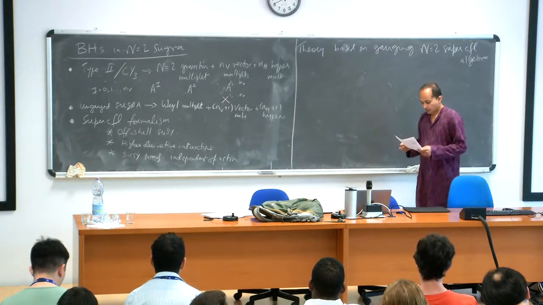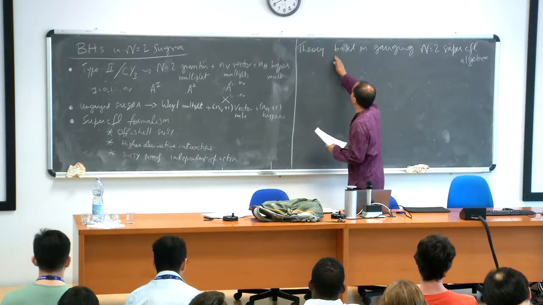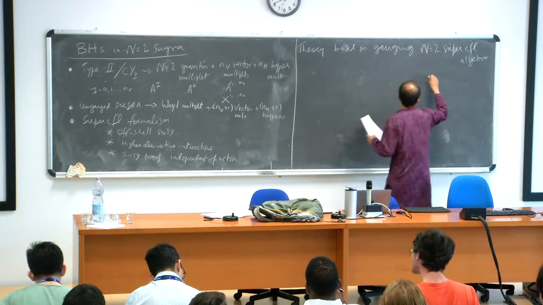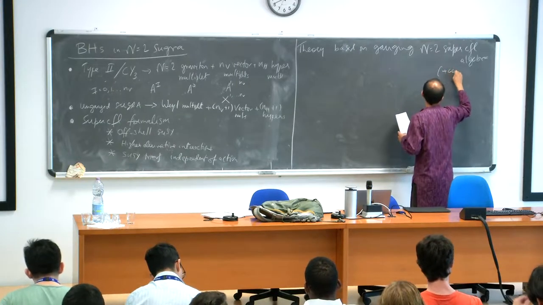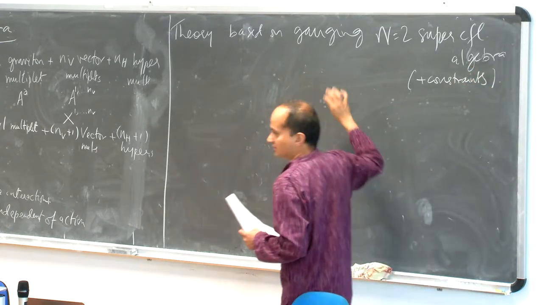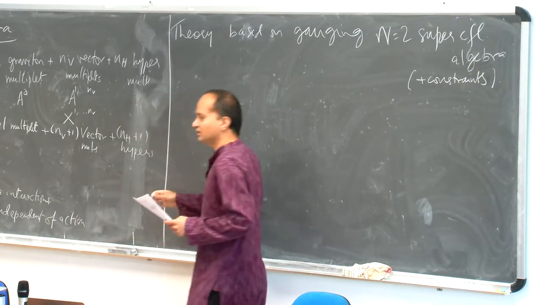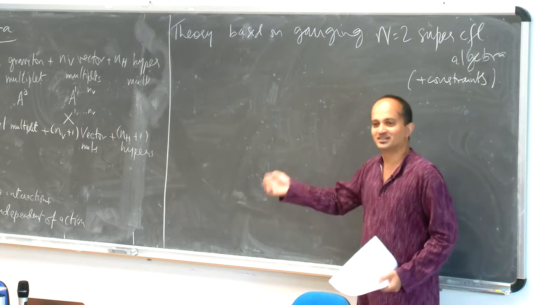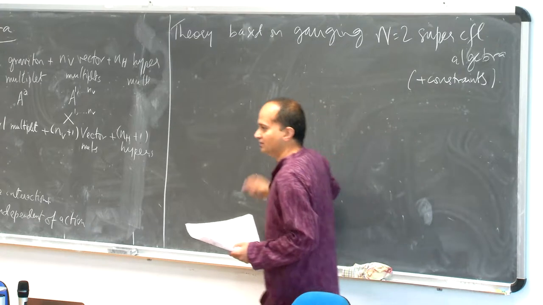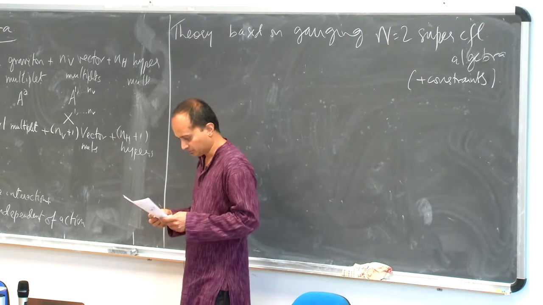All right. Okay, so let me just briefly remind you of the theory. It's based on gauging this algebra. And of course, it's not just a regular gauge theory. You have to put some constraints. I won't discuss this in detail. But if you really want to understand all the calculations in all its depth, you really have to understand these. And I encourage you to look at the original papers.